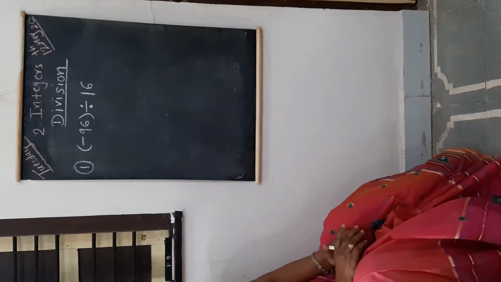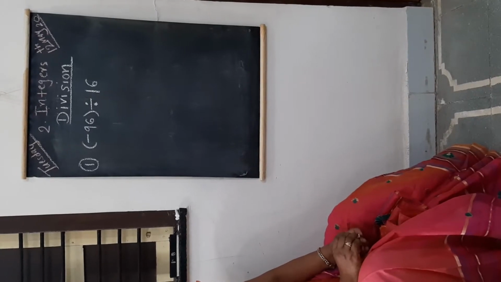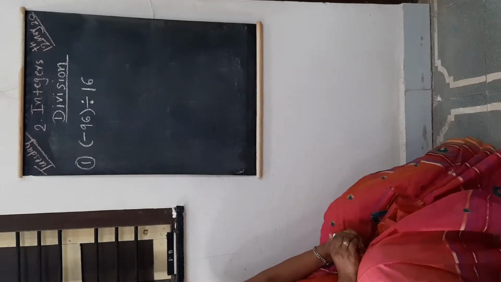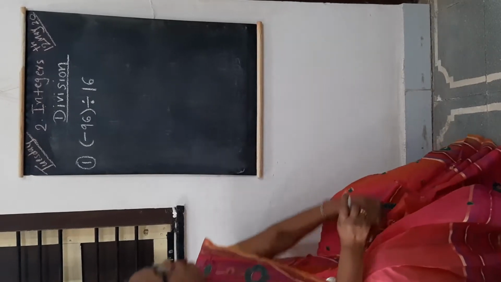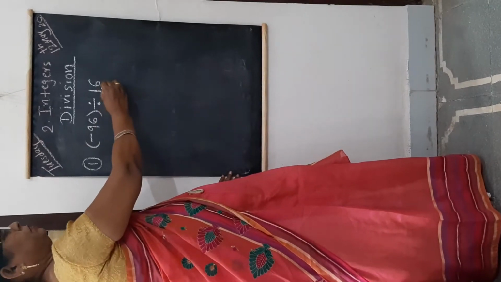Everyone, in the previous video we studied how to solve multiplications of integers. Today I am going to teach you how to carry out divisions of integers. Now see the first example, negative 96 divided by 16.